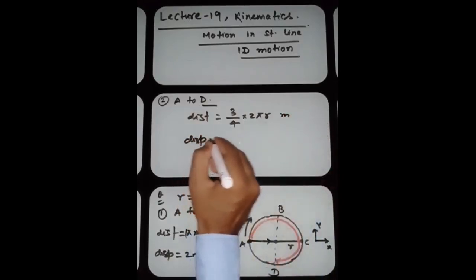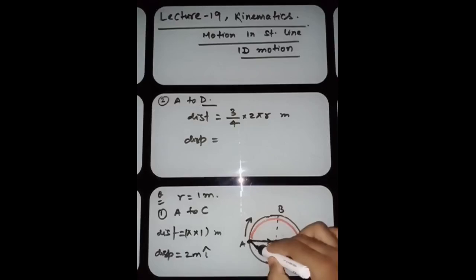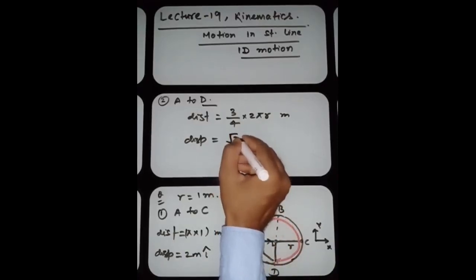Now the displacement. So you can see, my dear students, the shortest path length between A and D is this one. To find this one, you need to use Pythagoras theorem. This one is 1 meter. This is also 1 meter, and at a 90 degree, so it is root under 2. So the displacement will be root under 2.